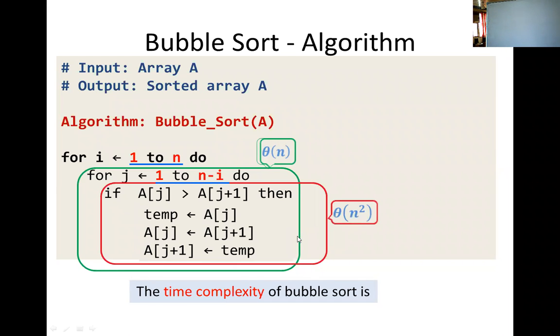See, theta of n square. It is theta of n square. So we will write it is theta of n square. Wherever two loops are there, we always use theta of n square, because n comparisons for the outer loop and n comparisons for the inner loop.